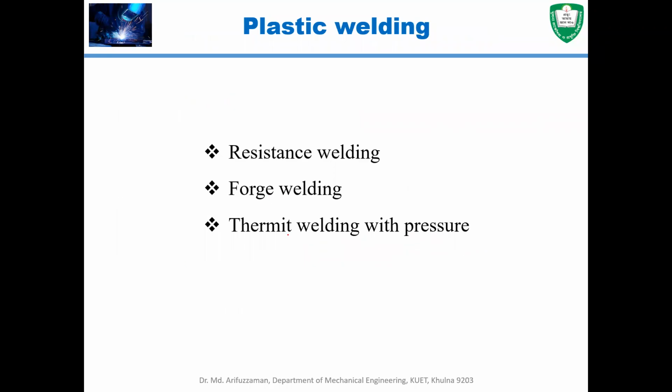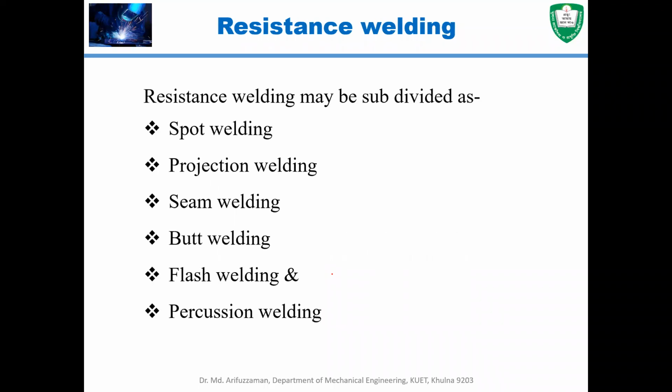Plastic welding can be like resistance welding or thermal welding with pressure, but we will concentrate on resistance welding. Resistance welding may be subdivided into six different types: spot, projection, seam, butt, flash, and percussion welding. We'll discuss all of these processes. First, we start with spot welding.